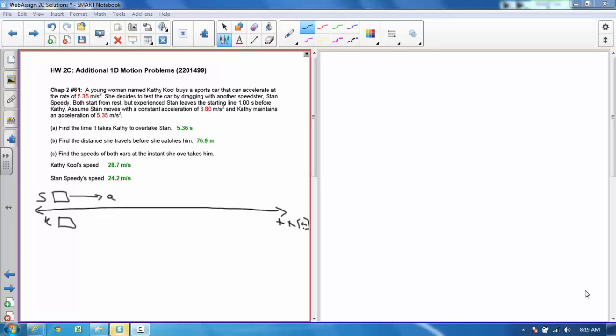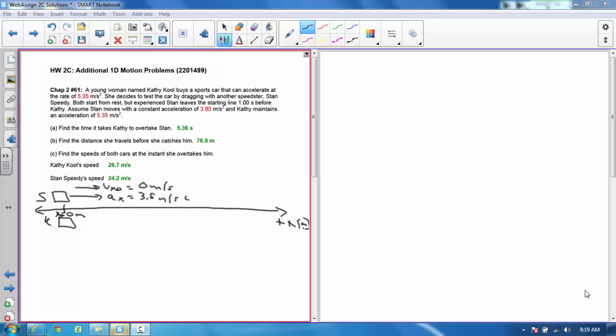He's got an acceleration of 3.8 meters per second squared. What's his initial velocity? 0 meters per second. All right. Initial position is 0 meters, right?